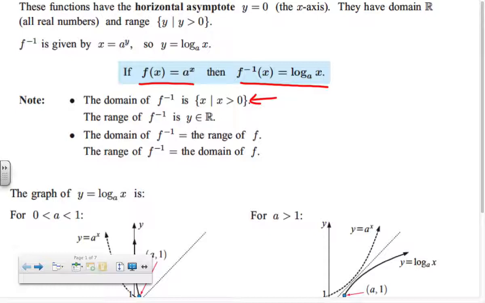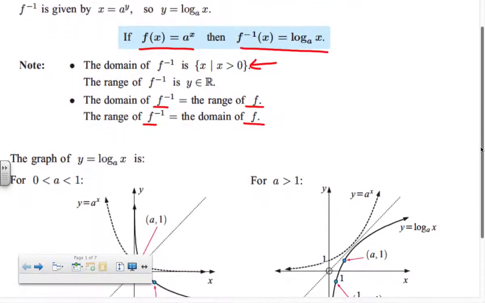And again, it just notes it again that the domain and range are the opposite, so the domain of f inverse is the same thing as the range of f. The range of f inverse is the domain of f. And again, these are very conceptual ideas, the idea that you can swap those around. So let's look at graphs.